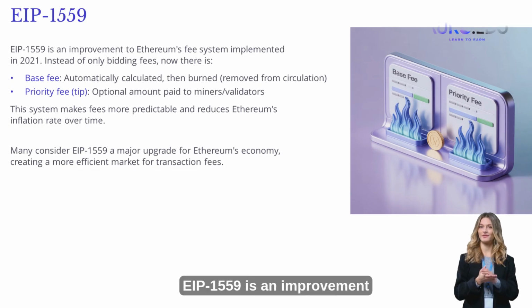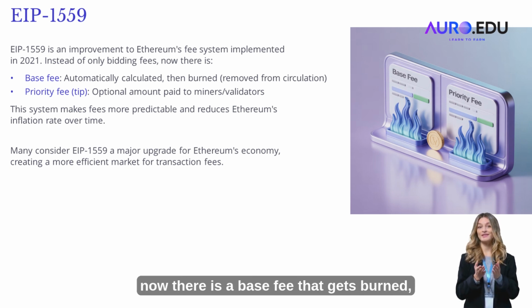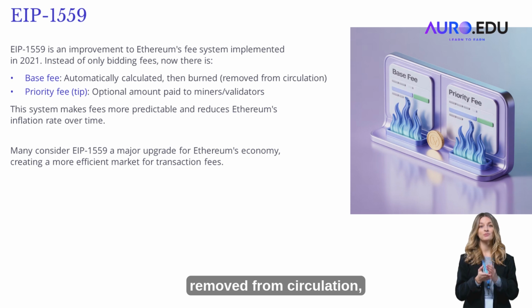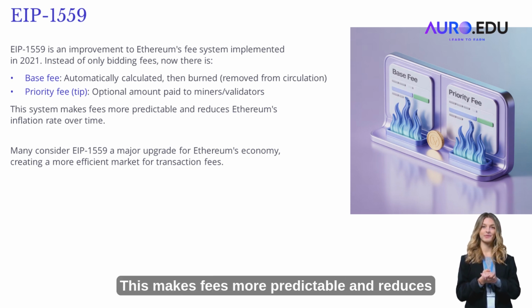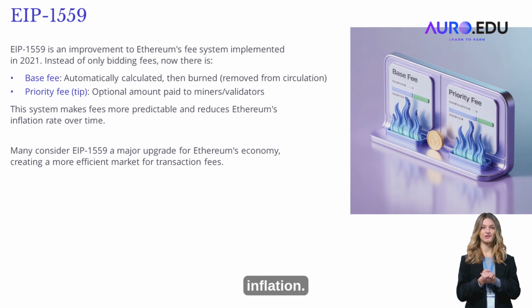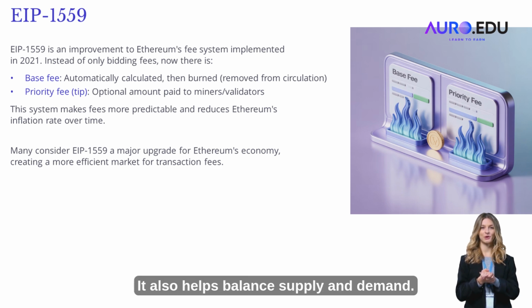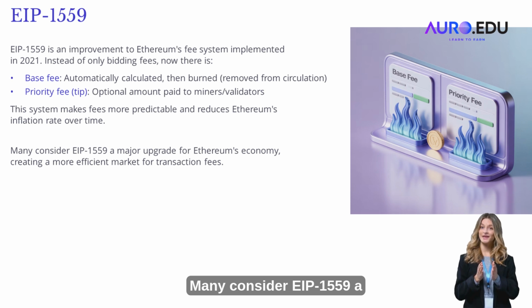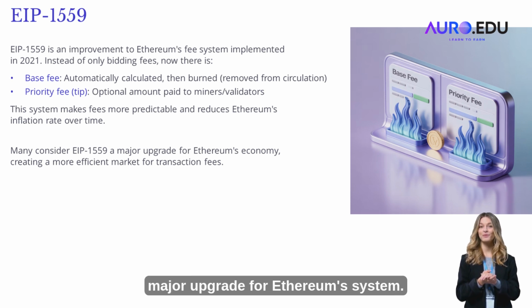EIP 1559. EIP 1559 is an improvement to Ethereum's fee system. Instead of only bidding fees, now there is a base fee that gets burned, removed from circulation, and a tip for miners. This makes fees more predictable and reduces inflation. It also helps balance supply and demand. Many consider EIP 1559 a major upgrade for Ethereum's economy.